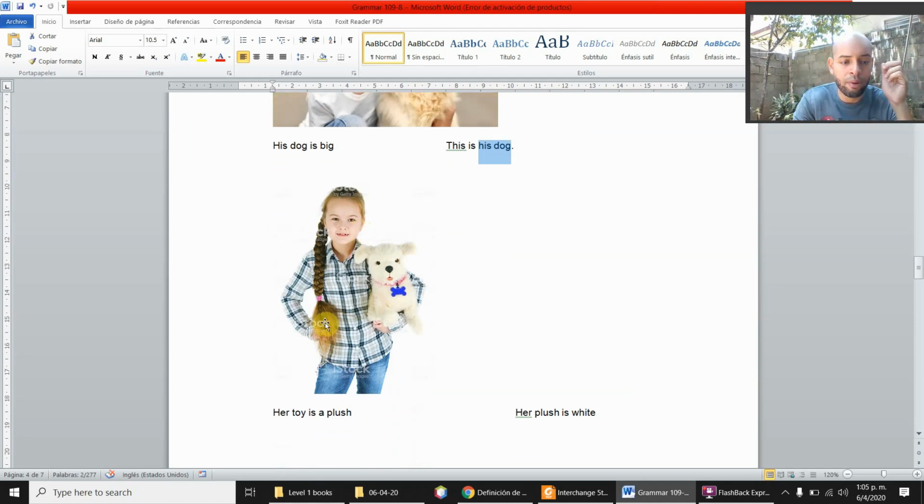This is another example. Her toy is a plush. This is a toy, and more specifically, it's a plush. Her toy is a plush. Her toy, referring to this object. Her plush, referring to this object. Her plush is white. The plush belongs to her. It's her property.